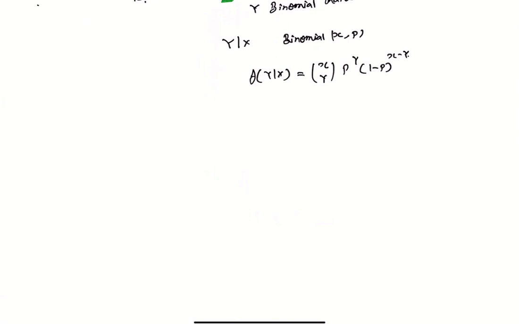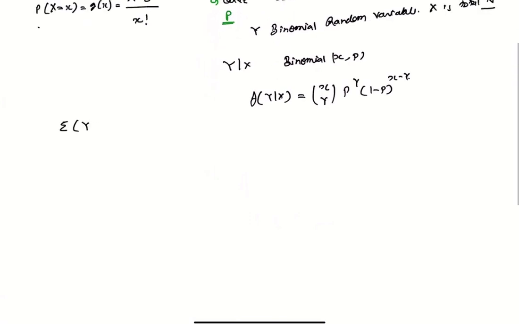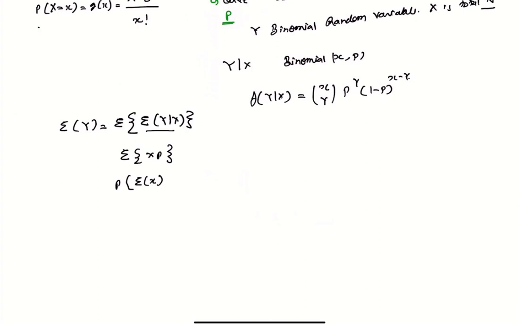Now we'll go all the way and calculate the expected value of Y. Now we know that the expected value of Y, by the law of iterated expectations, is the expected value of the expected value of Y given X. Now we have seen this, Y is a binomial, so the expected value is going to be X p, and p comes out, so it becomes p times the expected value of X. Now X is Poisson distributed, so the expected value of X is lambda, so the expected value of Y is going to be lambda p.